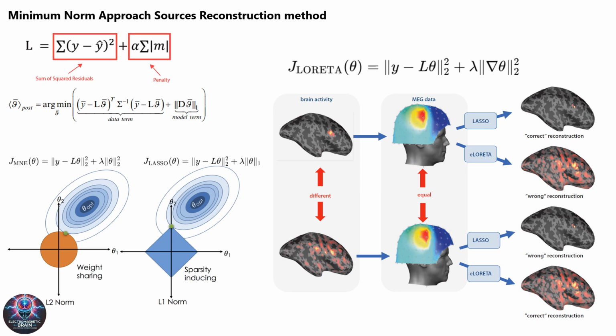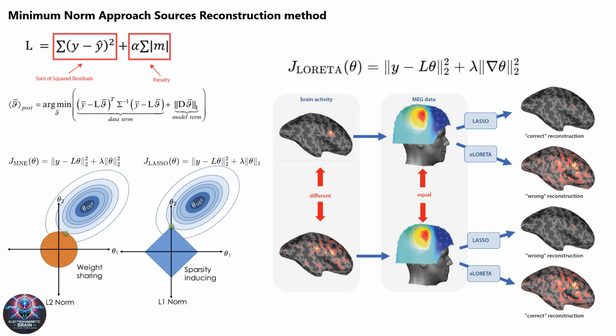Lasso, least absolute shrinkage and selection operator, is particularly effective for identifying sparse, focal sources due to its ability to impose a strong regularization, effectively zeroing out less relevant sources. On the other hand, LORETA, low-resolution electromagnetic tomography, provides a smooth estimate of neural activity across a larger region, making it better suited for distributed sources.